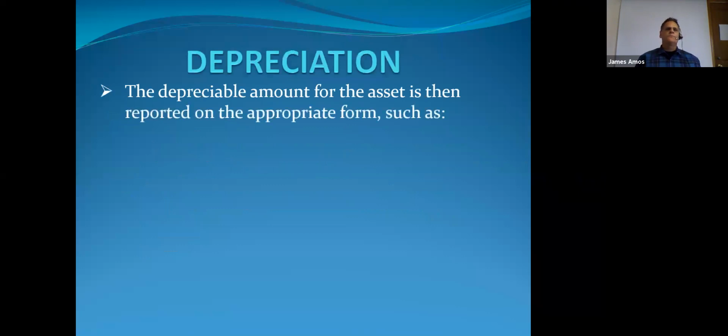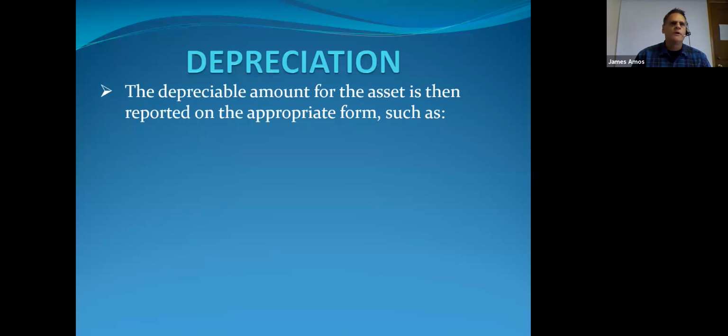Okay, so talking about depreciation a little bit more, the depreciable amount for the asset is then reported on the appropriate form. So now we've calculated it. Now that we've gone through all of that, why did we do that? So we could put it on the tax return and use it in some way. We haven't talked about how we're using these things, and we're not going to get into a whole lot of it now, except to tell you the different ways and places it can be reported.